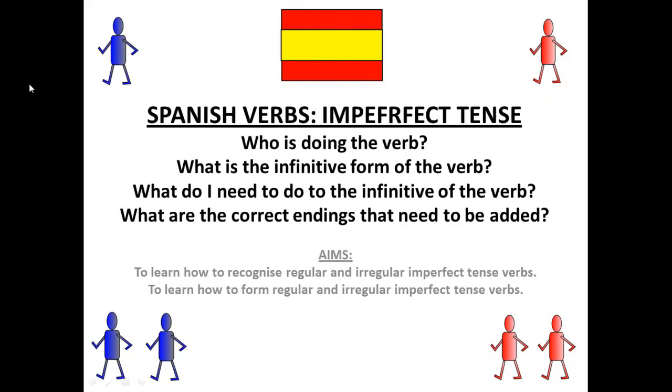Our aims are to learn how to recognise regular and irregular imperfect tense verbs and to learn how to form regular and irregular imperfect tense verbs in Spanish.